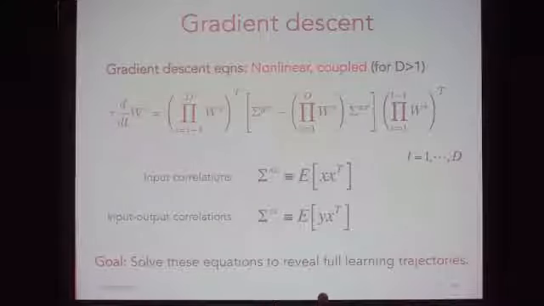And another interesting property of these gradient descent equations is that the only way that the training data enters is through the input correlations and the input-output correlations. So our central goal here is to solve these equations, to reveal the full dynamic trajectory of learning as a function of the input and input-output correlations and for different depths.